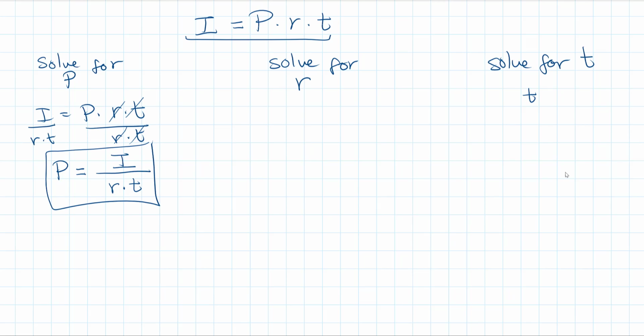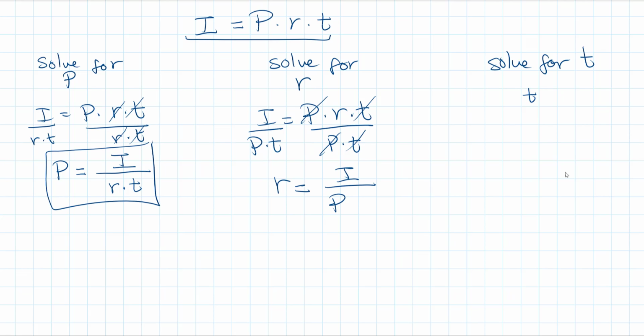We do the same thing for the rate, for R. Again, because we want to isolate R, we will divide by the factors that are multiplying it. So we will divide both sides by P times T, right? By both P and T. And so we get here again, these two cancel here, and we get R equals I, the interest, divided by the principal times the time that elapsed. So that's how we can figure out what our rate is.